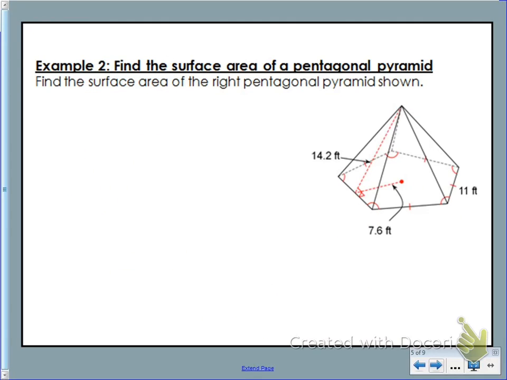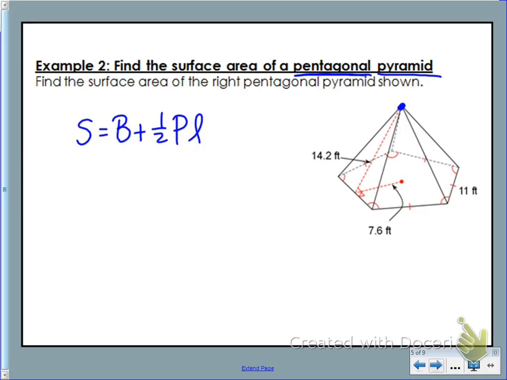Example 2 says to find the surface area of a pentagonal pyramid. So we know it's a pyramid because it meets at a point, and the pentagonal piece tells us it's a pentagon for the base. So we're going to find the surface area using the formula, area of the base plus 1/2 the perimeter of the base times the slant height. It's really important that you choose the correct formula for the figure. So anytime you have one single base and the faces meet at a point, we're talking about using this formula.